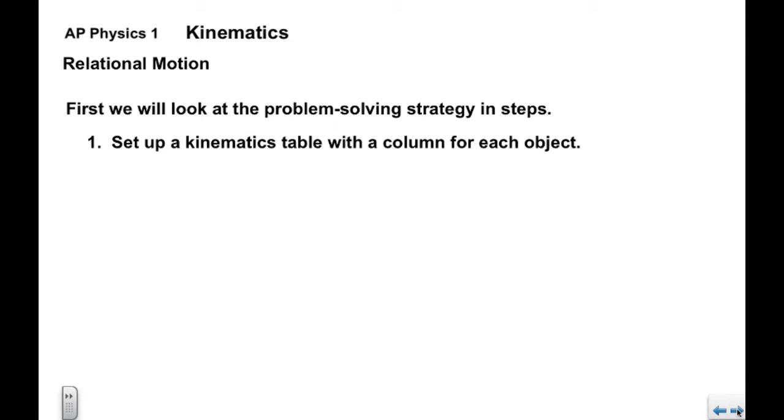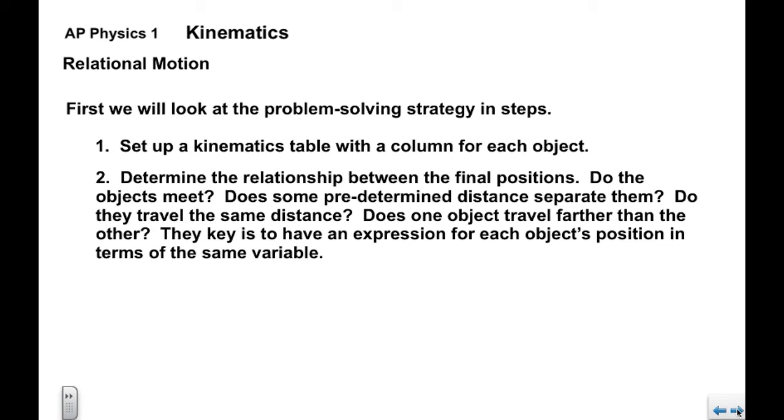Now we're going to look at the steps involved. First, we set up a kinematics table with a column for each object in the problem. Two, we determine the relationship between the final positions. This is the physics here. Do the objects meet? Are they separated by some predetermined distance? Do they travel the same distance? Does one object travel farther than the other? The key thing here is to have an expression for each object's position in terms of the same variable. So we'll see some examples of that.